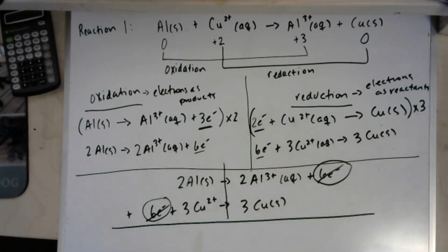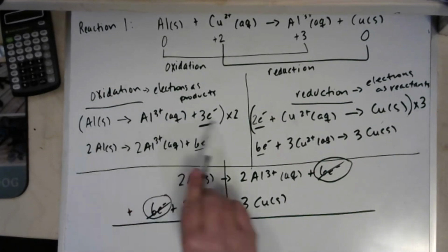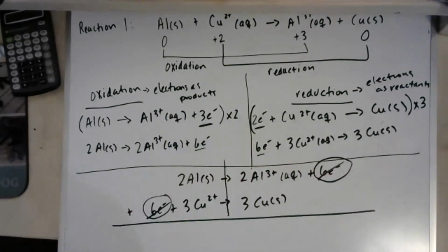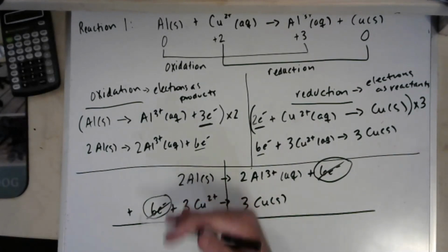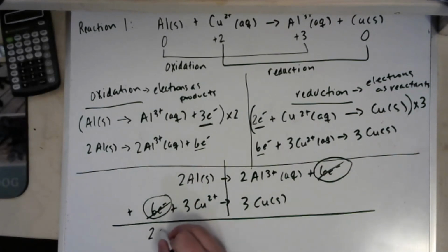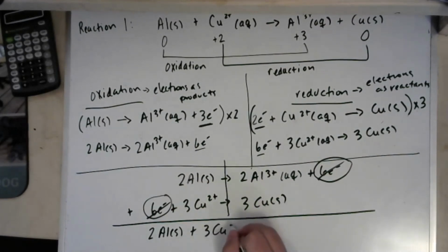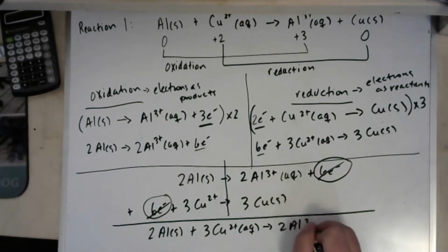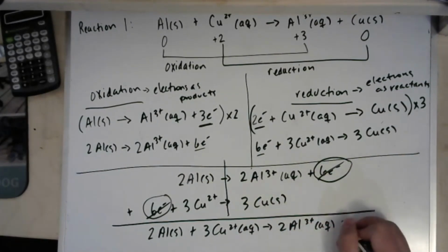We never want leftover electrons. That's why we go through this step where we multiply like that. Okay. So those cancel out. I can't cancel out anything else because nothing else appears in both sides of the reaction. All right, so I'm just going to pull down everything else. And I end up with 2 solid aluminum plus 3 copper ions gives me 2 aluminum ions plus 3 copper solids. And that is going to be my balanced redox reaction.